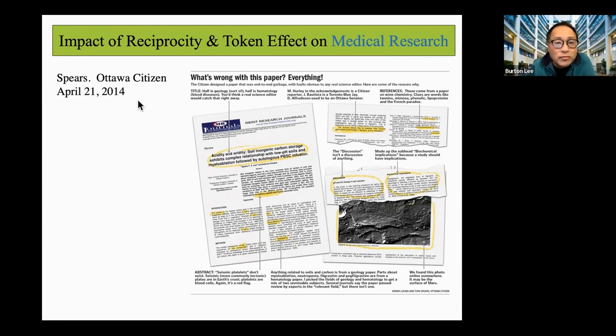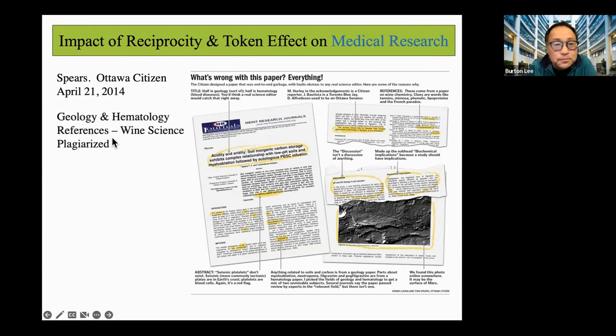Here's my favorite one from 2014. Spears is actually a journalist for a Canadian newspaper here. He heard about the poor quality peer review in open access journals, so he made up his own fake paper, and here's the picture of it. He took 3 real papers, one from a geology journal, another from a hematology journal, and another from a wine science journal. All he did was copy and paste from 3 real journals.